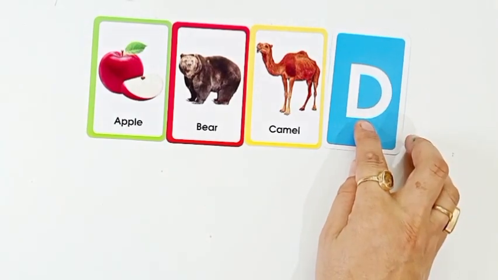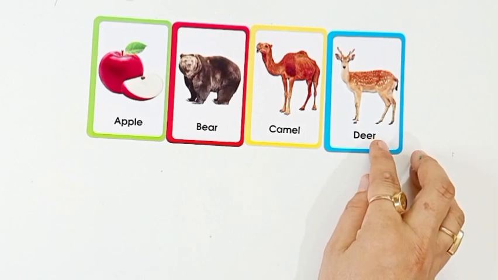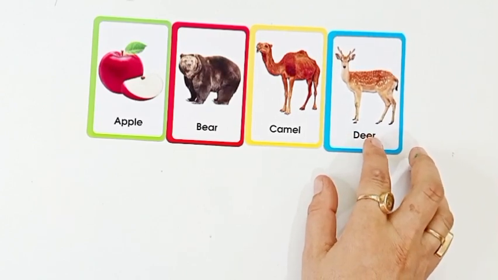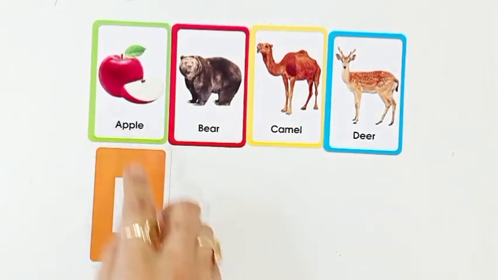D. This is capital letter D. D for deer. D-E-E-R, deer. This is deer.